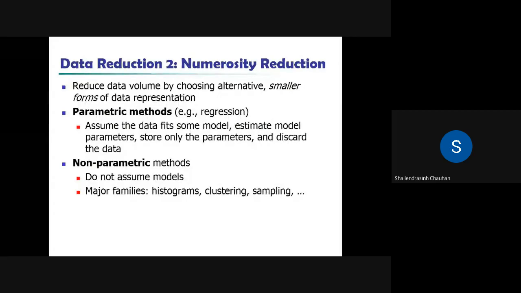So the second method is non-parametric, where we are not using any kind of parameters. We are not trying to use any kind of equation. We are trying to plot our data into some kind of graph or categories. So histogram, then clustering, sampling, all these are techniques which are non-parametric.